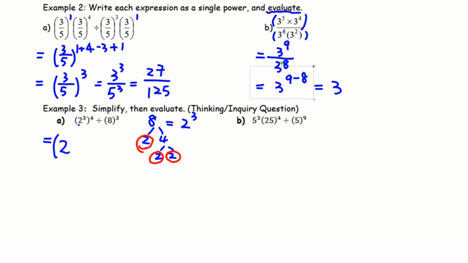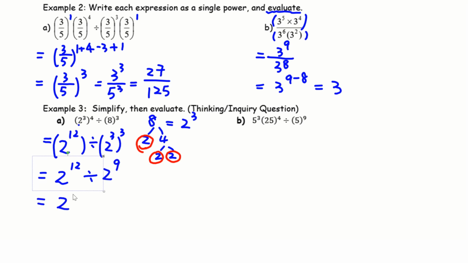So this one, power of a power, you have 12. Then divide by 2 to the power 3, then cubed. So 2 to the exponent 12 divided by 3 times 3 is 9. Then it's division, we subtract the exponents. Then we have 2 cubed. Then it asks you to evaluate, it is 8.